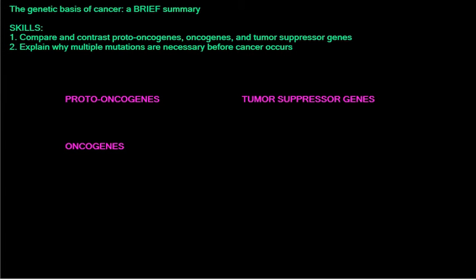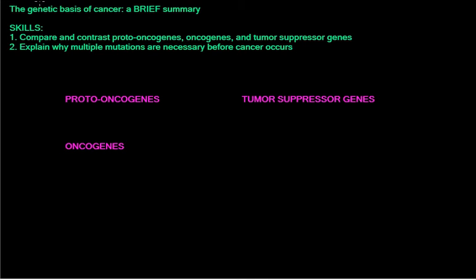Back, Biology 115, to the genetic basis of cancer, a brief summary, and I really mean it when I say brief. So after this lecture, you should be able to compare and contrast the terms proto-oncogenes, oncogenes, and tumor suppressor genes. What do each do? What does each mean? Explain why multiple mutations are necessary before cancer occurs.